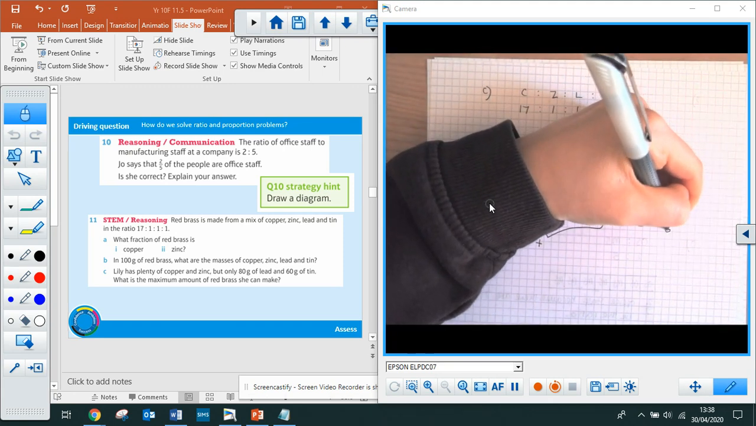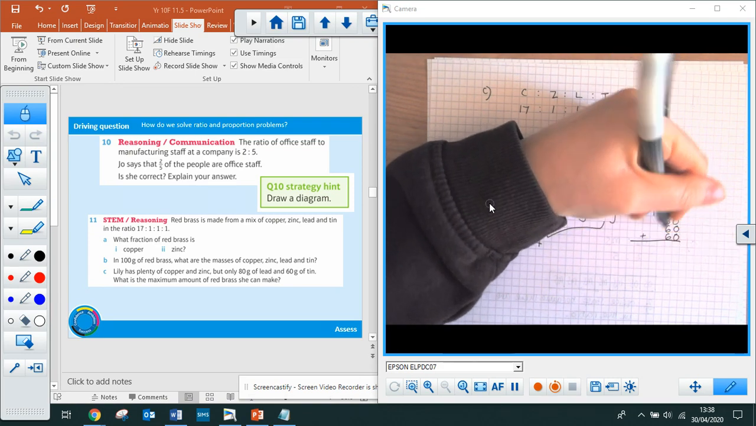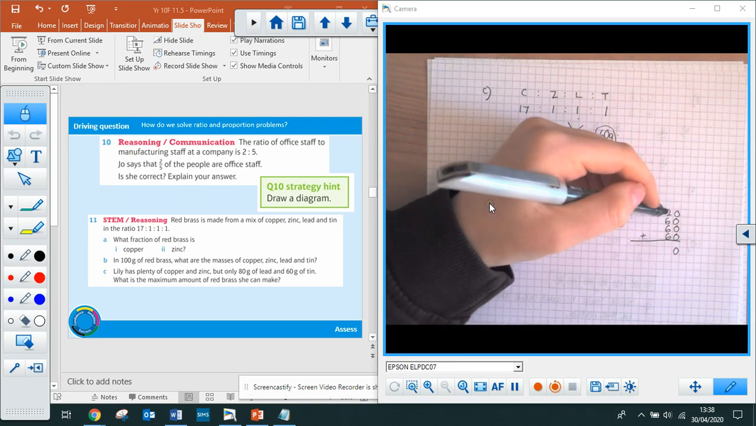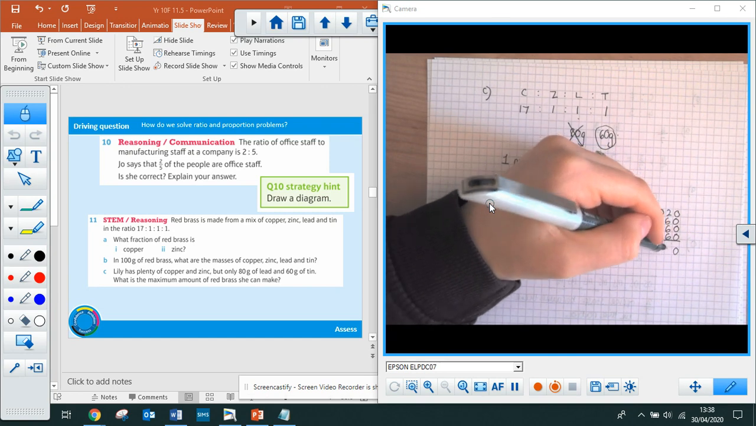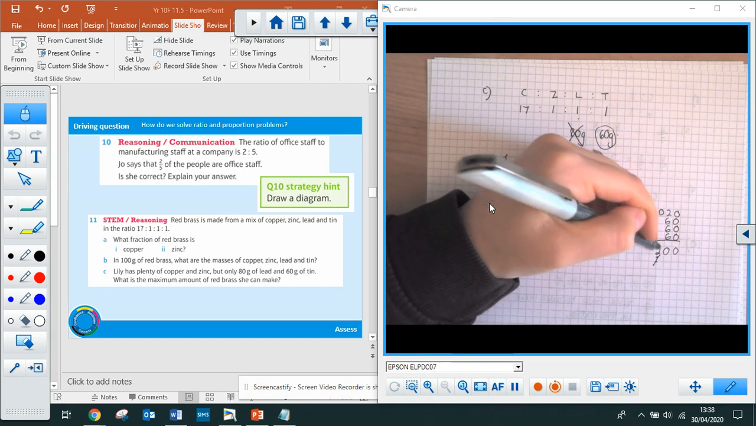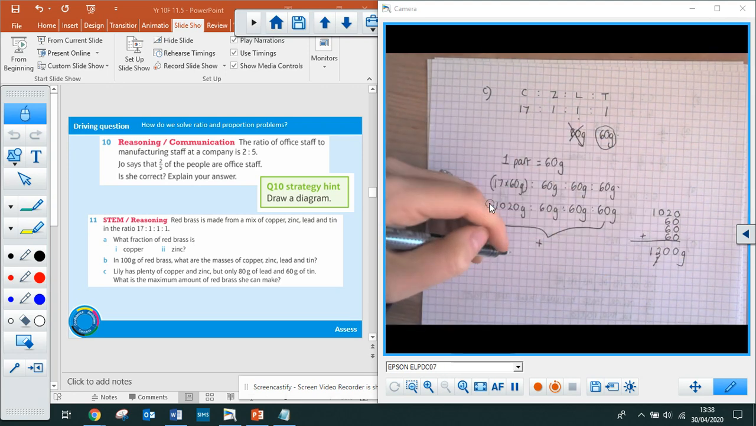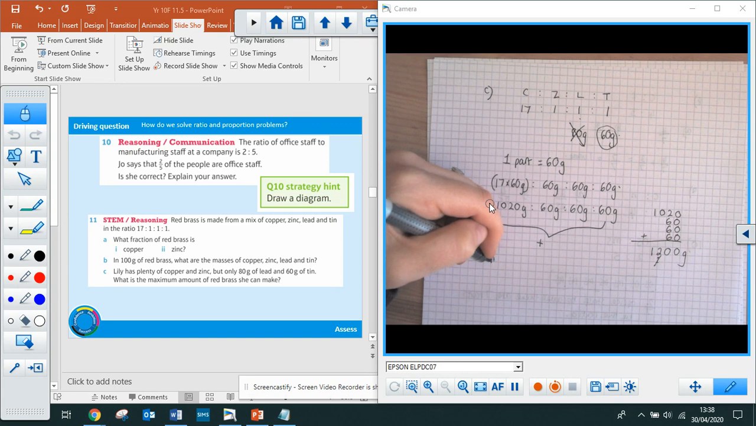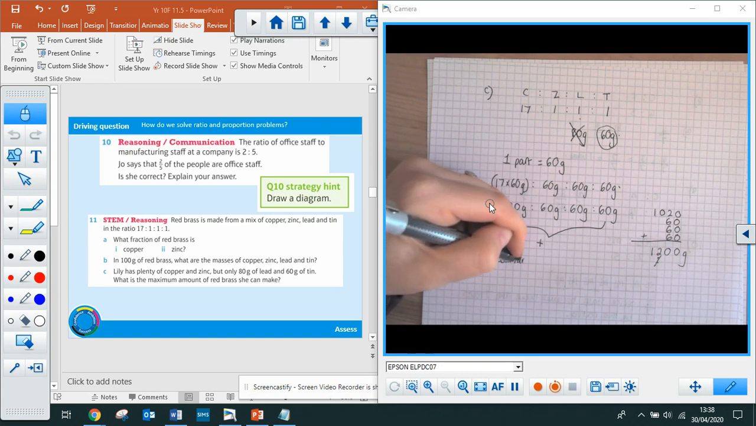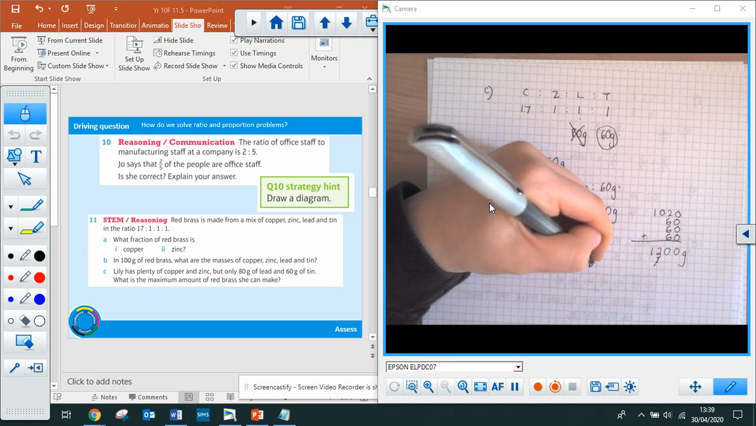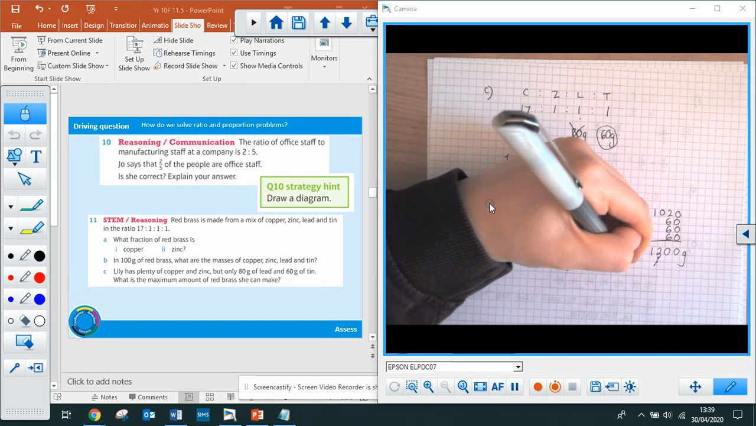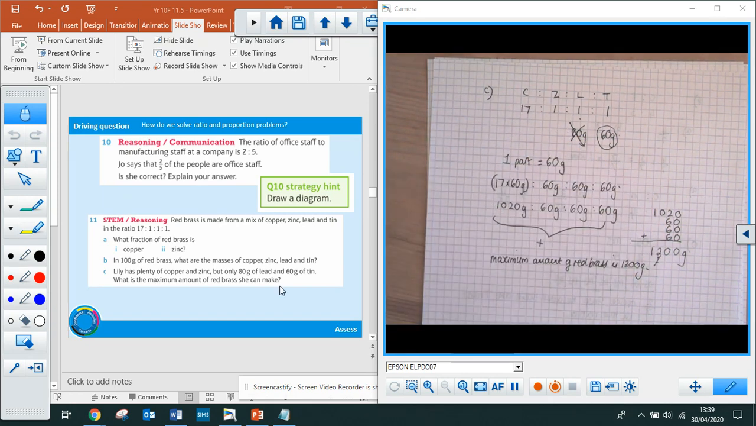1,020, add 60, add 60, add 60. All my zeros added together is going to be 0. 2 add 6 is 8. Add 6 is 14. Add 6 is 20. So 0 carry 2. 0 add 2 is 2. 1 add nothing is 1. Okay, so her maximum amount of red brass is 1,200 grams. Okay, and that's your answer finished.